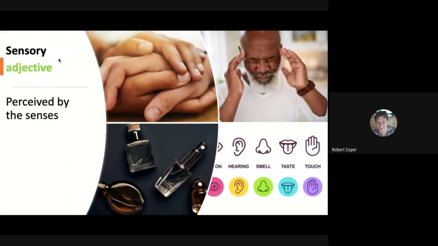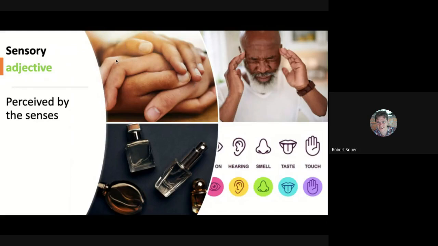Okay, this word is sensory. And sensory is an adjective. It means perceived by the senses. So, what do we mean by the senses again? Well, we mean things like sight, hearing, smell, taste, and touch. These are the famous classical five senses.